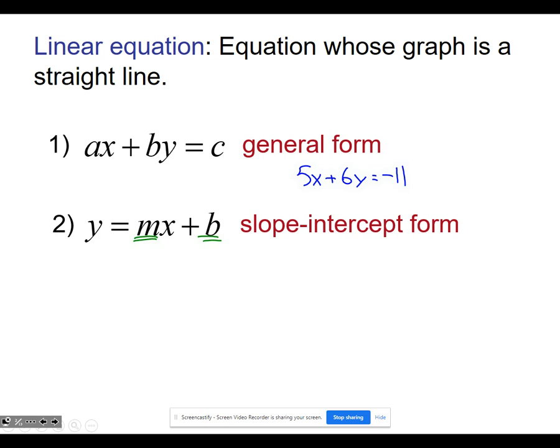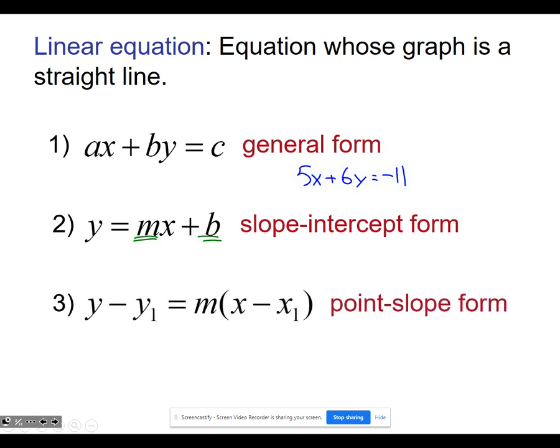And in the last version, this is the point-slope form. The point-slope form has the slope to it, but then you have an x1 and a y1 here, and the slope, x1, y1, and that represents any point that's on the line. As it turns out, this is the most useful form of a line that we have.